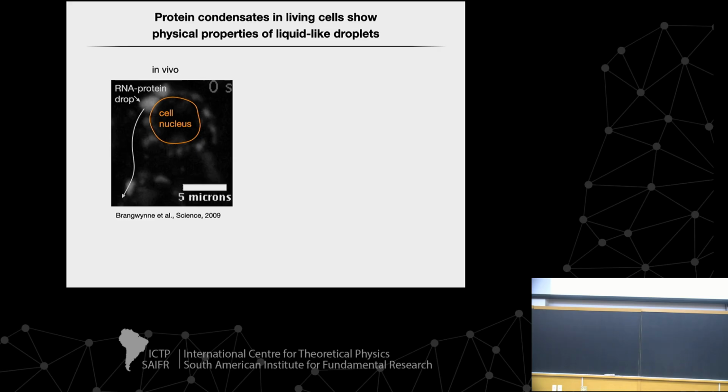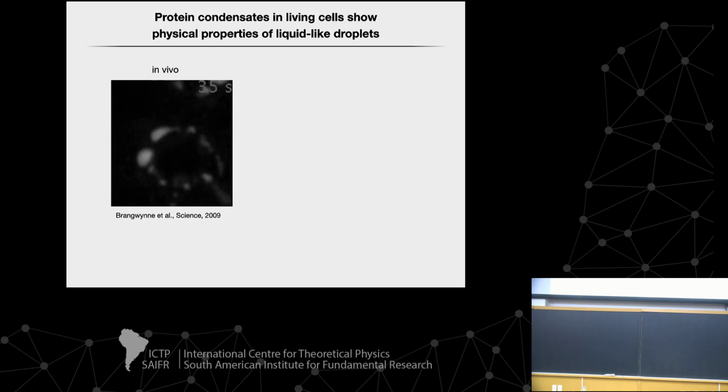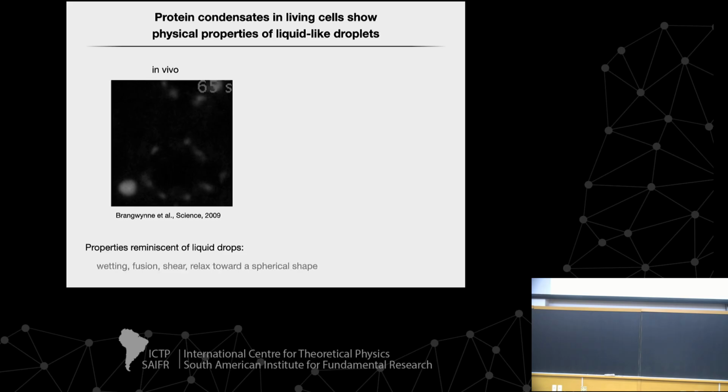Yeah? Now let the movie run, and what you will see is that they drift off, deform, fuse, and relax back to a spherical shape in one movie. And that's why I like this movie, because it shows all the important properties we know from liquid droplets: wetting, fusion, shear deformation, and relaxation to a spherical shape, which indicates there's also a surface tension. When you put this into numbers for this, not for that specific case, but in general for most biomolecular condensates, you can put physical parameters on this.